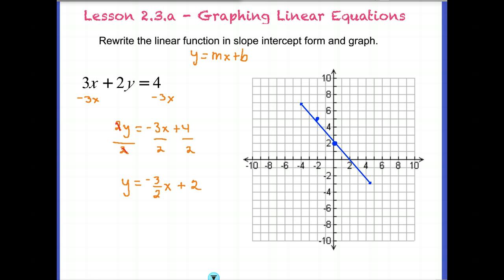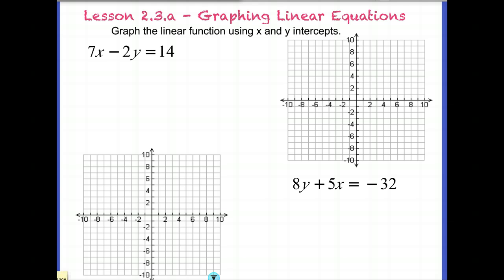All right, let's move on to our next objective. Let's graph these linear functions using our x and y intercepts. And the reason we do this is that sometimes it's not convenient to rewrite it. It may take too long, or maybe we have some fractions that are just too hard to divide. So instead, we'll go ahead and use the x and y intercepts.